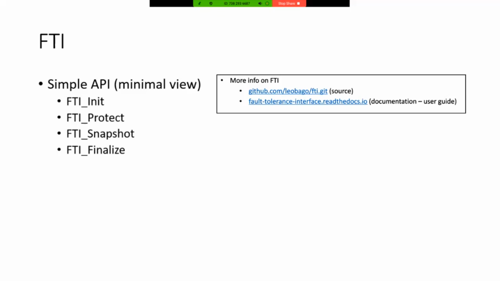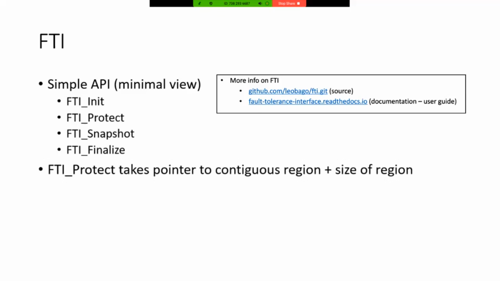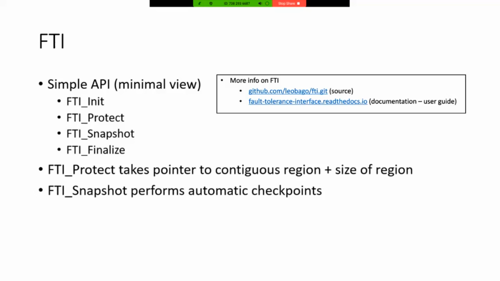Since we have implemented our mechanism into FTI, let's look at a little bit of this library. The simplest use case consists of 4 functions: init, protect, snapshot, and finalize, where protect takes a pointer to a contiguous region and the size of this region. So we expose the data buffers that we want to protect in the checkpoint file to the library. FTI snapshot finally performs the checkpoint and the recovery.